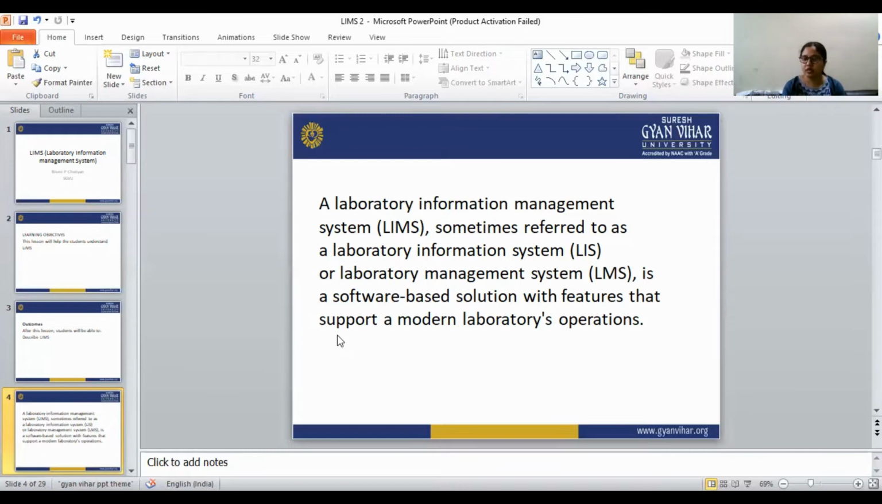So the first one is customer tailored LIMS. Next is special LIMS. Next is pre-configured LIMS. And the fourth one is the rented LIMS.